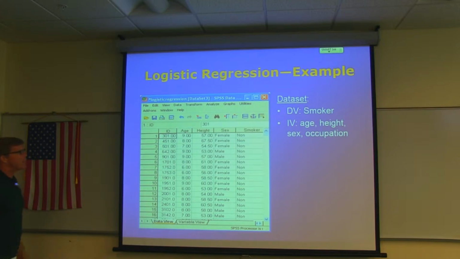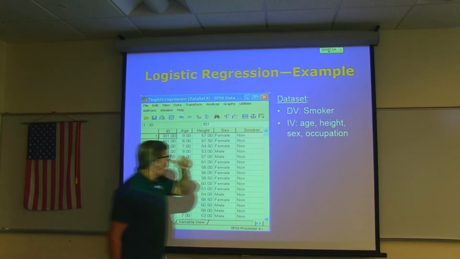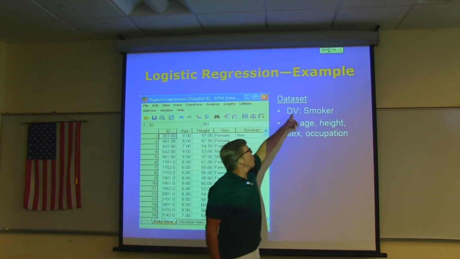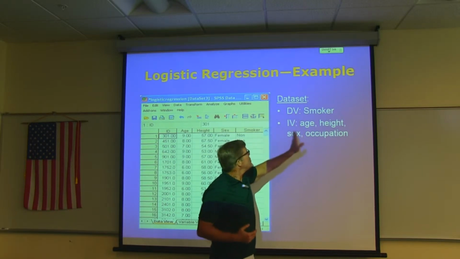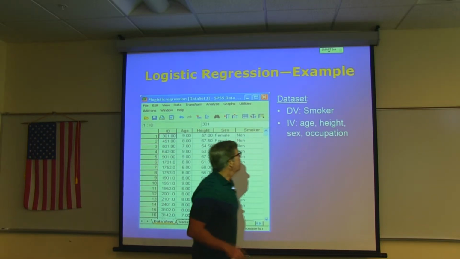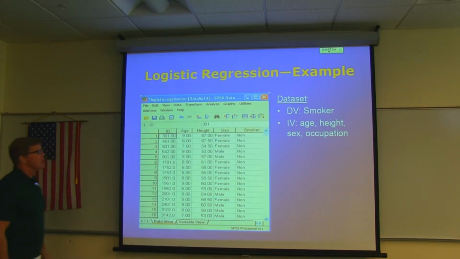Now we have the SPSS data set. We'll take a look at this. What are we doing? Well, we're predicting whether someone is a smoker or non-smoker. So that's the dichotomous dependent variable, using 4 predictor variables, 4 IVs: age, height, sex, and occupation.